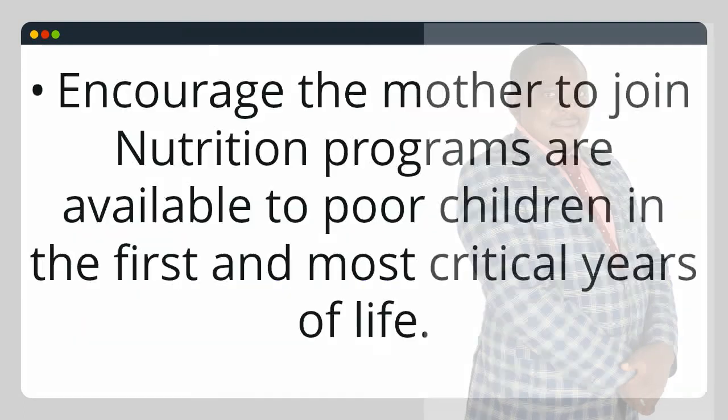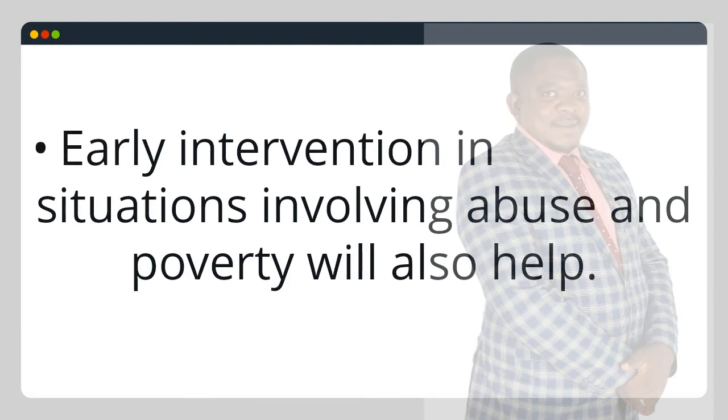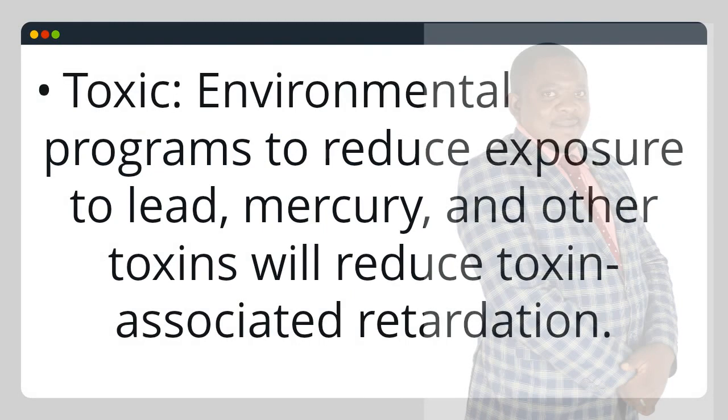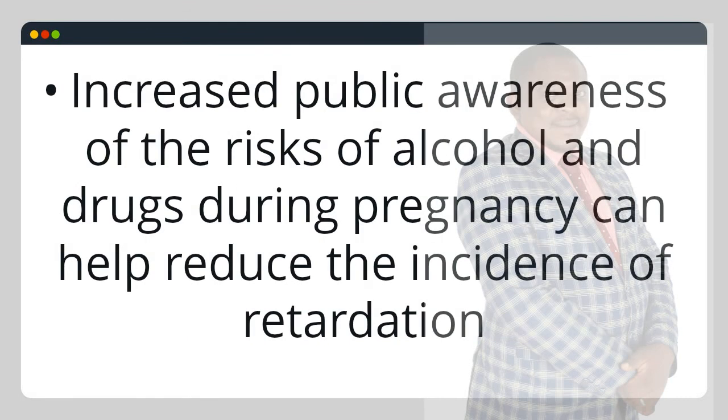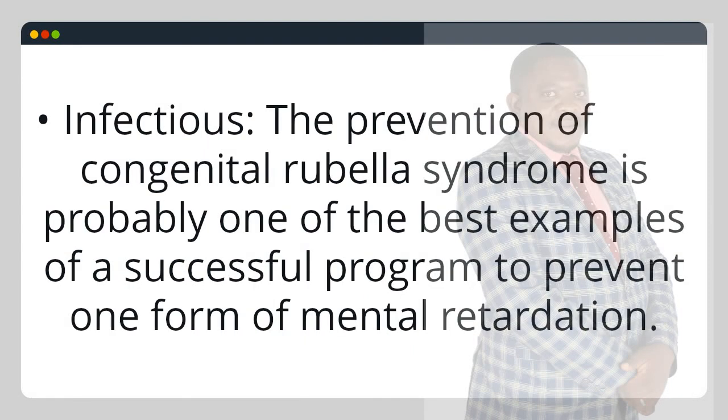Health education. Encourage the mother to join nutrition programs that are available to poor children in the first and most critical years of life. Early intervention in situations involving abuse and poverty will also help. Toxic environmental programs to reduce exposure to lead, mercury, and other toxins will reduce toxin-associated retardation. Increased public awareness of the risks of alcohol and drugs during pregnancy can help reduce the incidence of retardation.